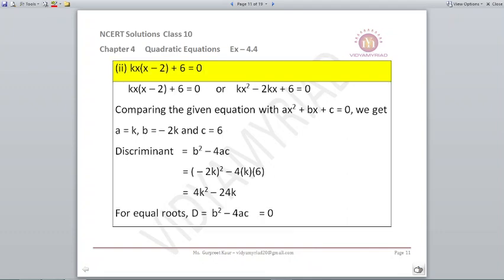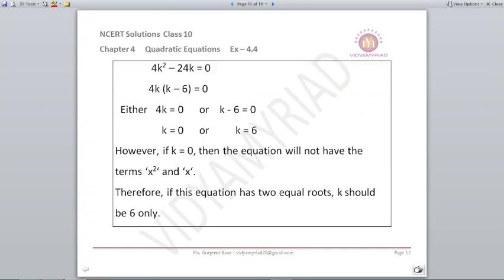The next equation is kx into x minus 2 plus 6 is equal to 0. Open the bracket and you will get kx square minus 2kx plus 6 equal to 0, where a is k, b is minus 2k and c is 6. And what is the discriminant? b square minus 4ac, which comes out to be 4k square minus 24k, and for equal roots it should be equated to 0. So 4k square minus 24k equal to 0.